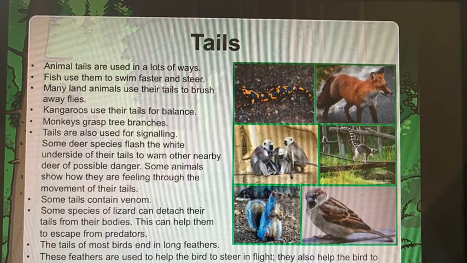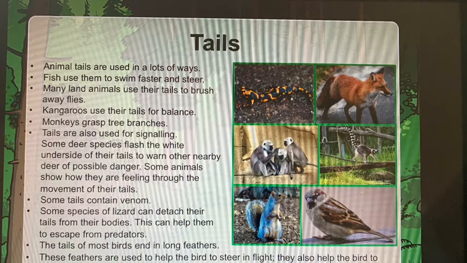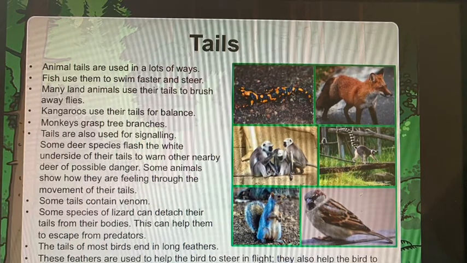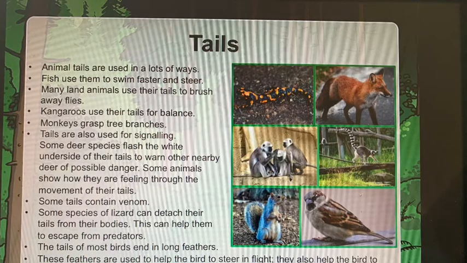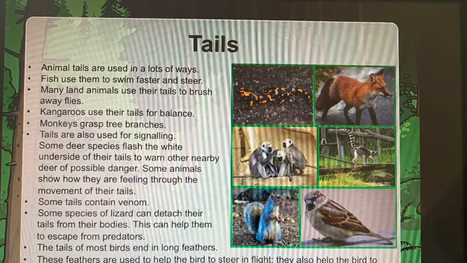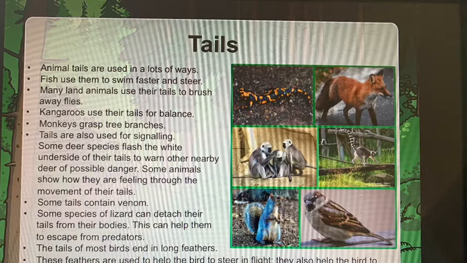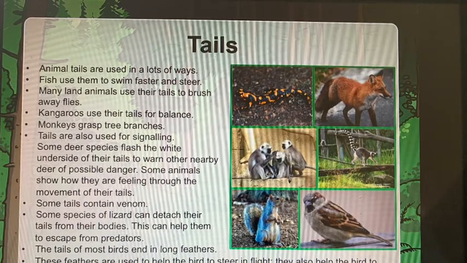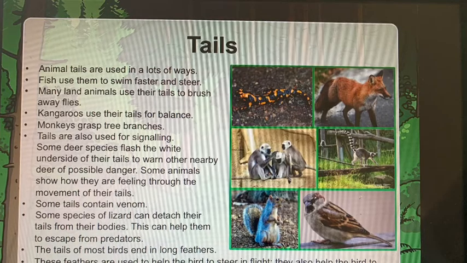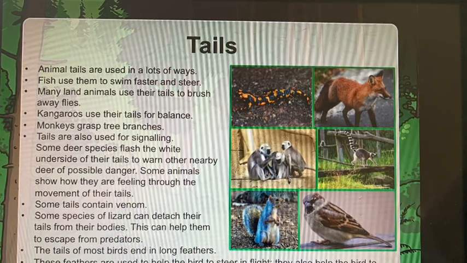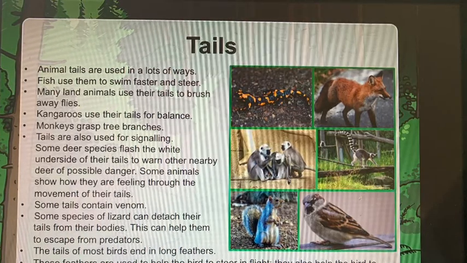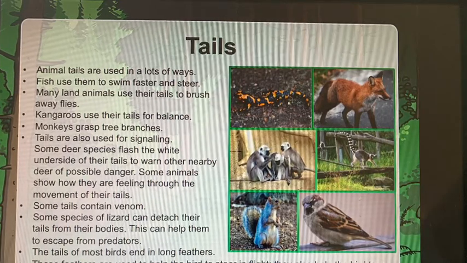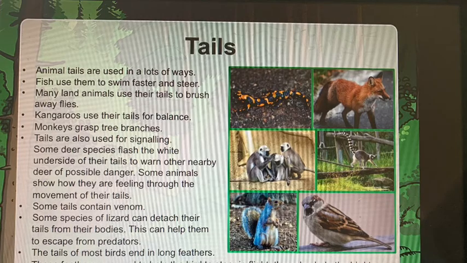Some tails contain venom. Some species of lizard can detach their tails from their bodies, and this can help them escape from predators. So their tail actually comes away from their body and tricks the predator, which I think is very, very clever. The tails of most birds end in long feathers, and we've already said that these feathers help them to steer in flight and also help the bird to perch and stand up, which I think is really fascinating.